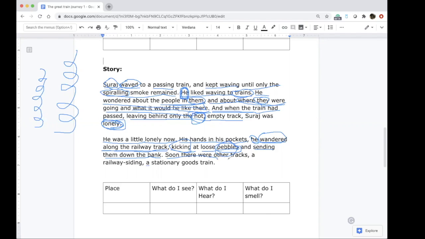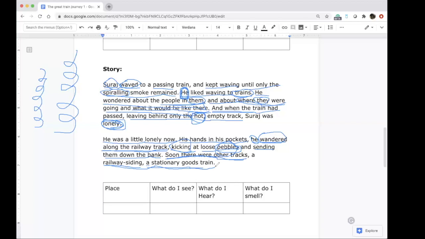Soon there were other tracks, a railway siding, a stationary goods train. So remember, he is walking along the railway track, right? After walking some distance, he is seeing some other railway tracks. Before he was seeing only one, now he is seeing many railway tracks. A railway siding means a different track where the train can go and stop. Okay, that is called a railway siding.